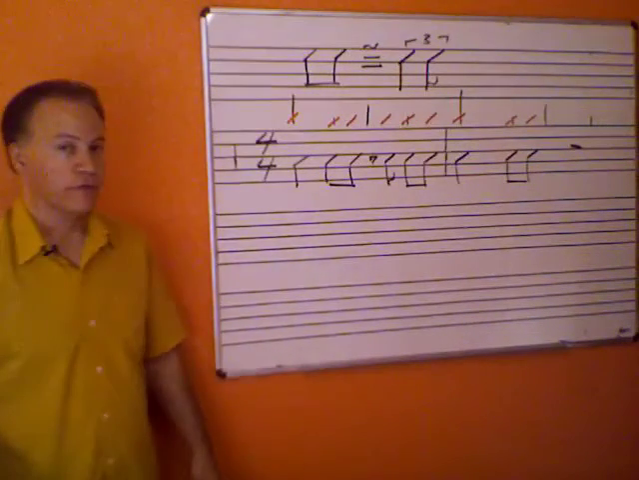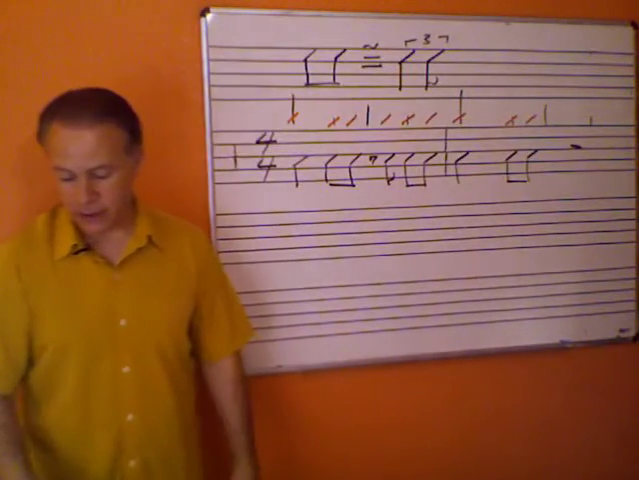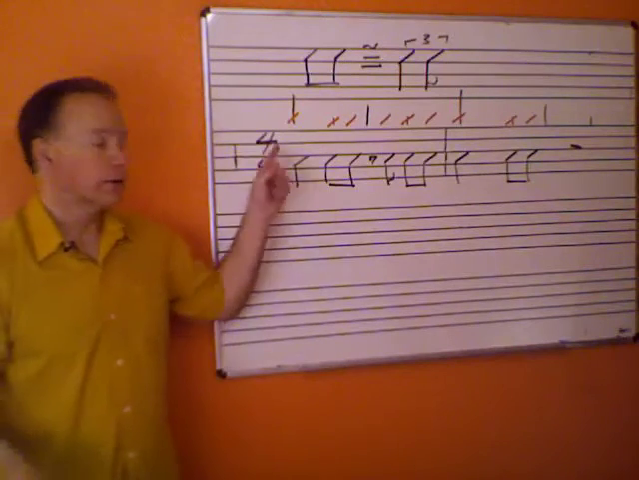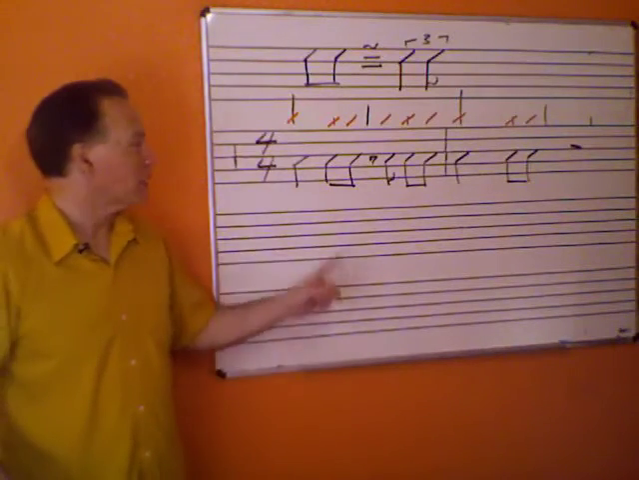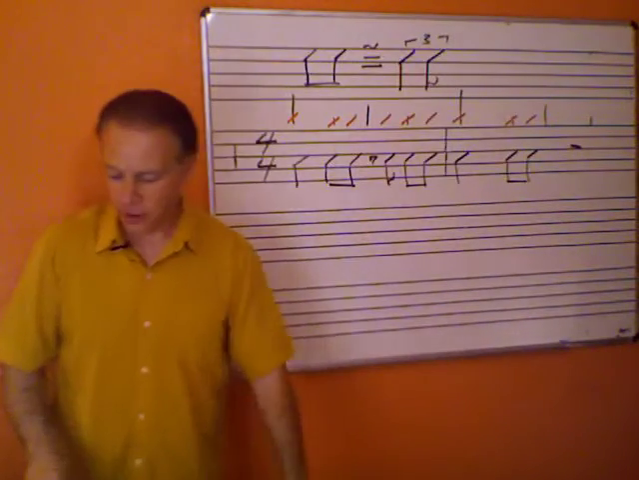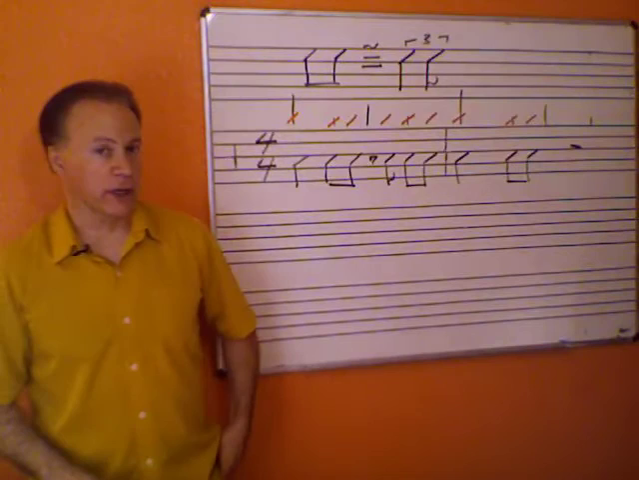2, 3, 4. 1, 2, and 4, and 1, 2, and. And now played in a jazz setting. 1, 2, ready, go. 1, 2, and 4, and 1, 2, and. Okay, so that's our first jazz rhythm. Let's go ahead on to our second jazz rhythm now.